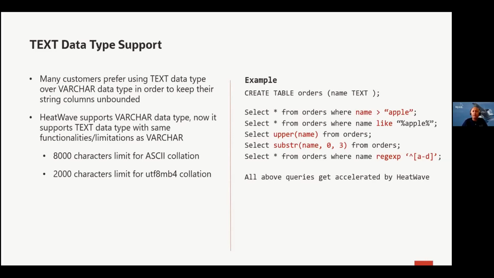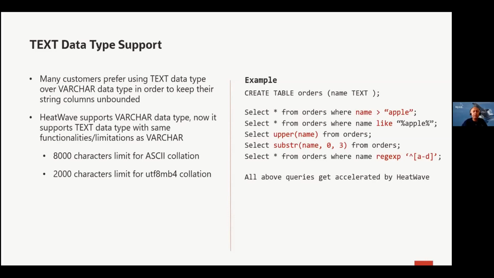We are now able to offload queries which have the text data type. What this does is that a whole bunch of new classes of operations, like LIKE, or upper, or substring, or regular expressions, can now be evaluated and accelerated by HeatWave. So that's a very big deal. Please note, however, that we do have some limitations, for instance, on the maximum character limit. And it's the same limit both for varchar as well as for text.